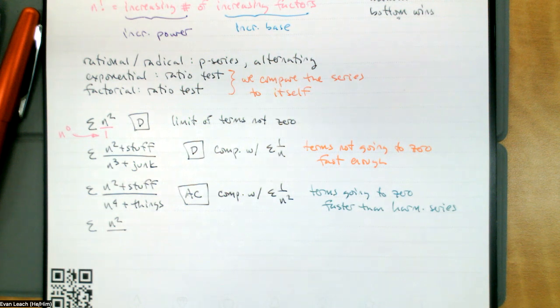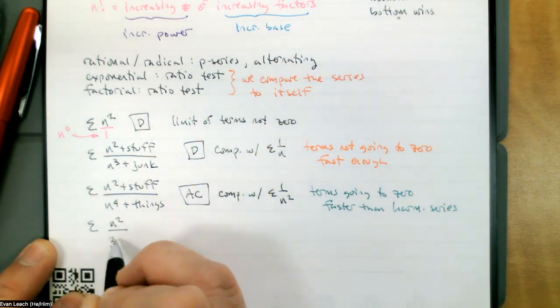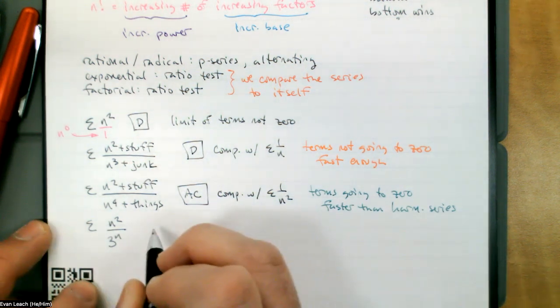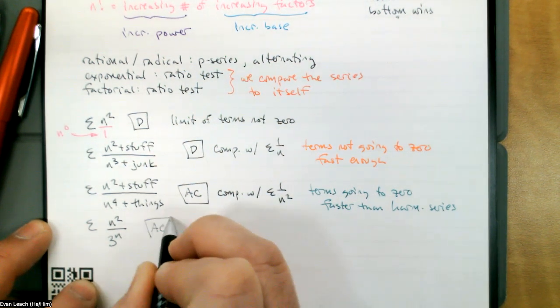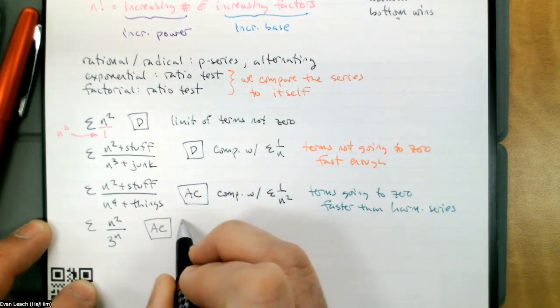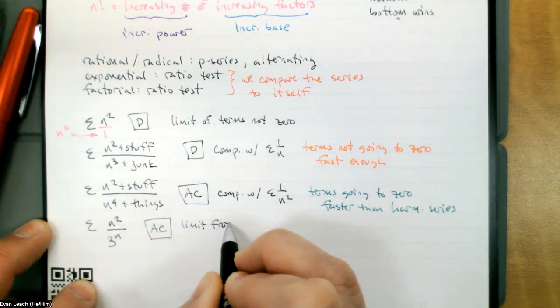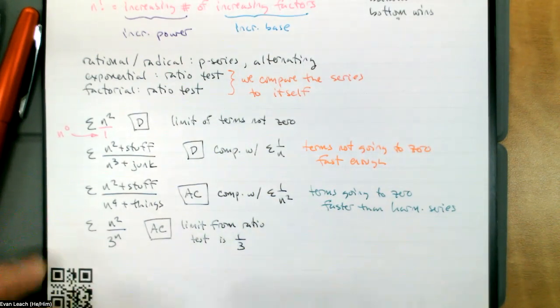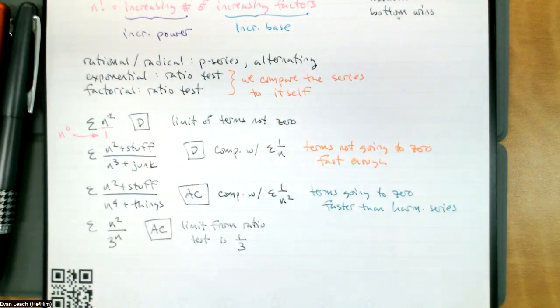Another strategy is to put underneath the numerator something that will dominate, like an exponential. N squared over 3 to the n is going to be absolutely convergent. 3 to the n is exponential. N squared is rational. We can see this is going to be absolutely convergent. The limit from the ratio test will be 1/3. And 1/3 is less than 1.